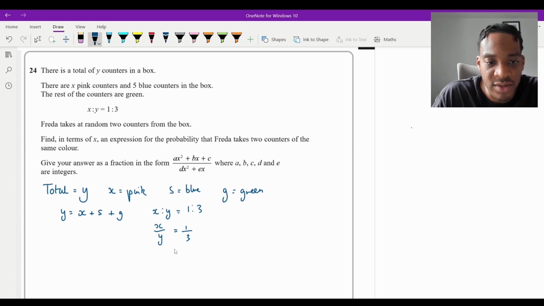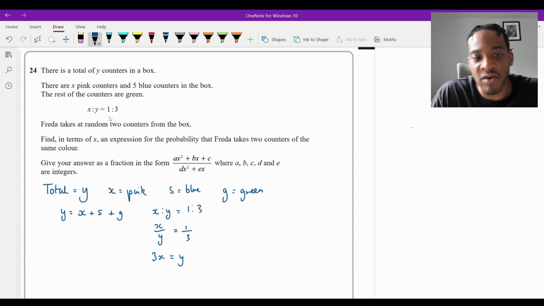So if I cross multiply, I'm going to get a 3x here, and this is going to be y, isn't it? So we now actually know that y is equal to 3x, right? And another way you could have done it is if you look at this ratio, x to y is 1 to 3. So for every 1 of x, there are 3 of y, which means that y is just 3 times x. So you could have done it that way as well, but this is also another way. So I'm going to put this here.